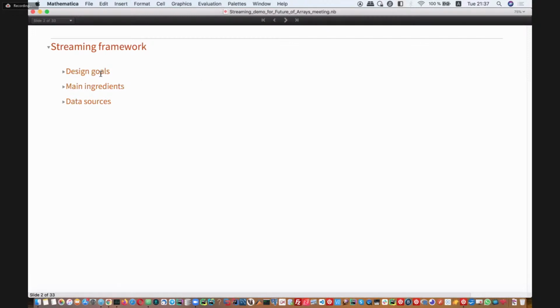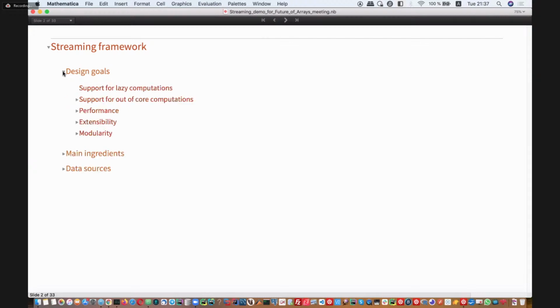Okay, all right. So, should we start with examples, or should I briefly outline the design goals and main ingredients? Let's just see the design goals, but maybe not talk through them in great detail. So basically, it's supporting lazy computations. Okay, we get it. Keep going. Okay, good.